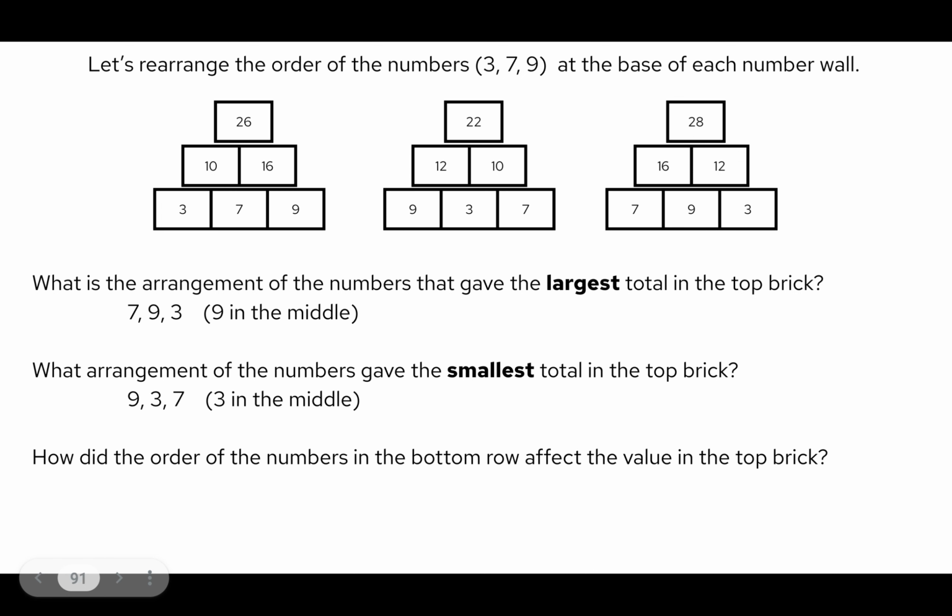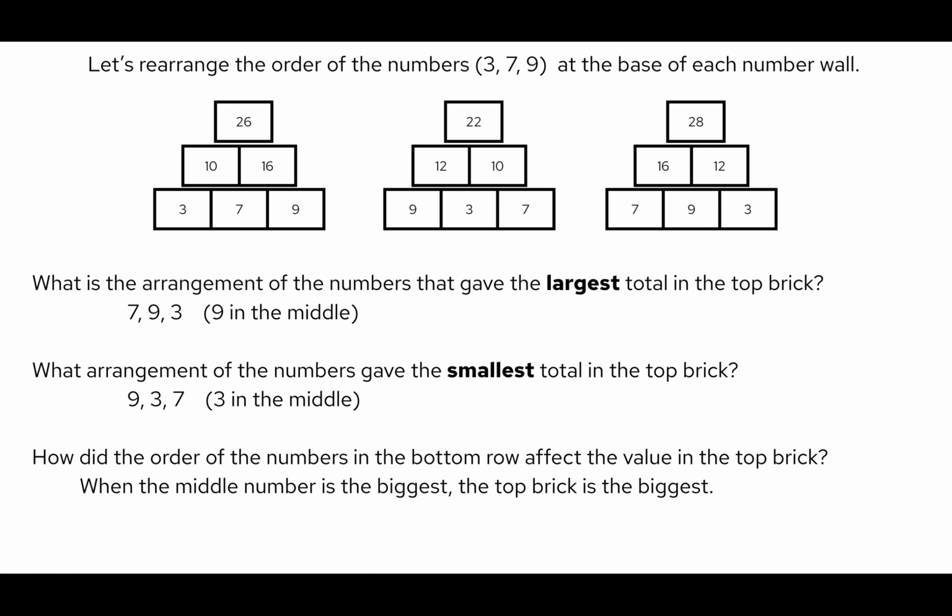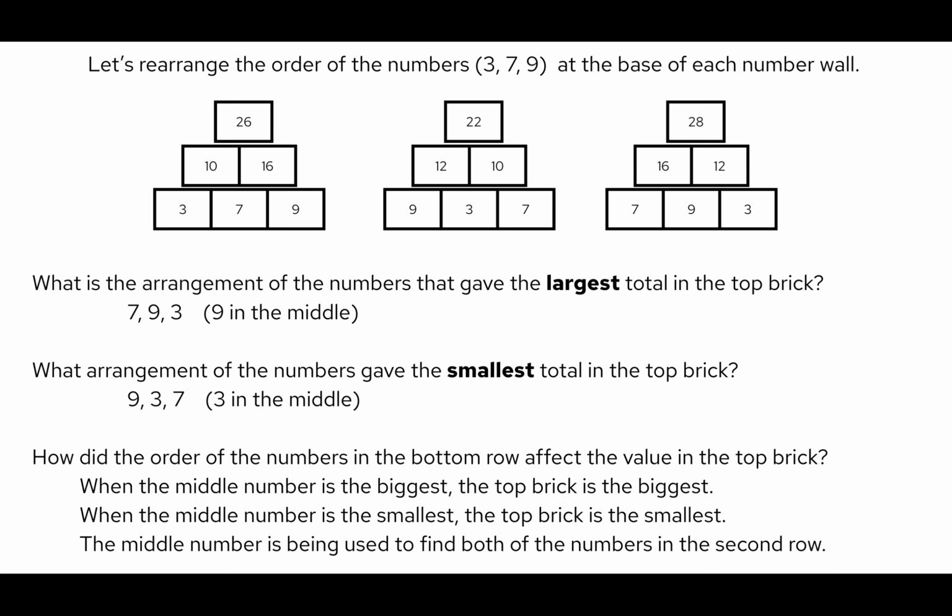So how did the order of the numbers in the bottom row affect the value at the top brick? Well, when the middle number was the biggest, the top brick was the biggest. And when the middle number was the smallest, the top brick was the smallest. So that tells me that that middle number is being used to find both the numbers in the second row.